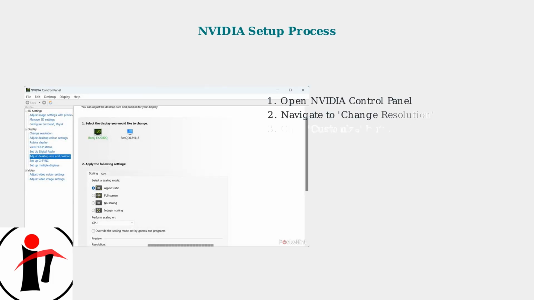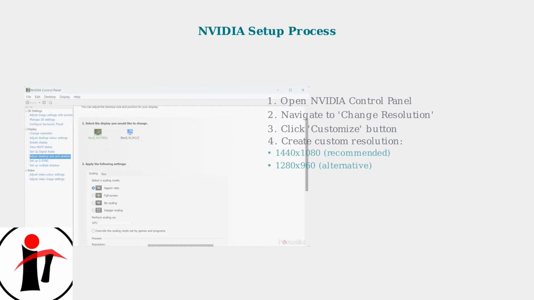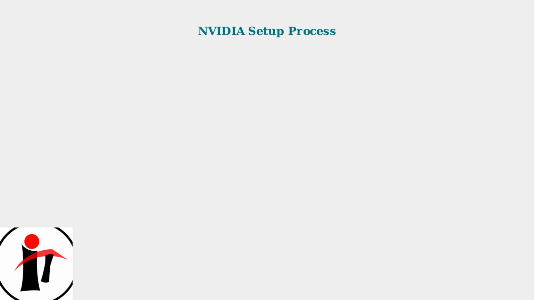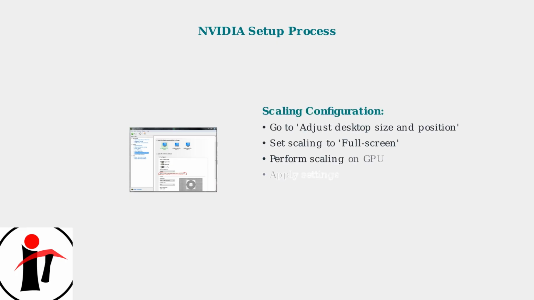First, open the NVIDIA control panel and navigate to Change Resolution. Click the Customize button to create a custom resolution. For a 4:3 stretched setup, try 4440 by 1080, which provides a good balance of quality and stretch effect. Next, go to Adjust Desktop Size and Position Settings. This is crucial for proper stretched resolution. Set the scaling mode to full screen and ensure scaling is performed on the GPU, not the display.